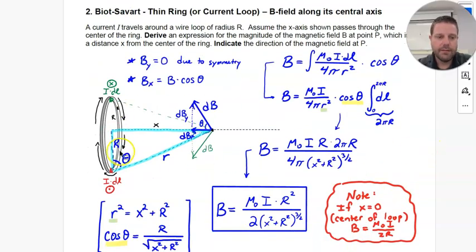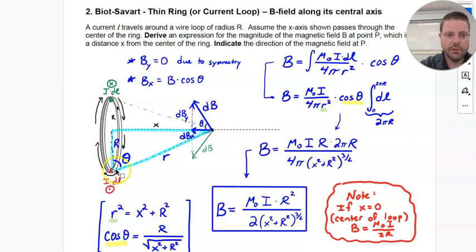The second example is when we have the loop, but we're along the central axis some distance x away. Just like with Coulomb problems, I want to first make sure that I'm figuring out what kind of cosine and sine theta we have if we have angles involved. Let's look at the bottom one first. The bottom IDL, the current through a tiny piece of length, would be coming out of the page, and so it's going to create a looping B field like this.